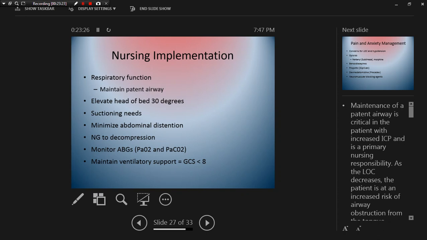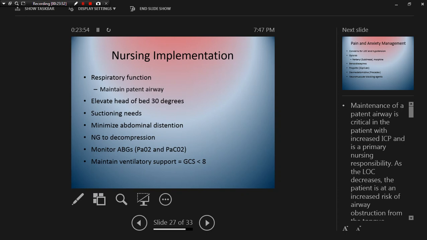Suctioning, just like where we are now with patients in the ICU, we're going to suction them as needed. We're not going to suction them routinely. And if we can, we're going to minimize it, because coughing, we know it stimulates them. So if we do cough, minimize it, not so deep. NG tube to decompression. We want to minimize their abdominal distension. Like we said, intra-abdominal pressure can factor and affect our ICP, so let's not raise it.